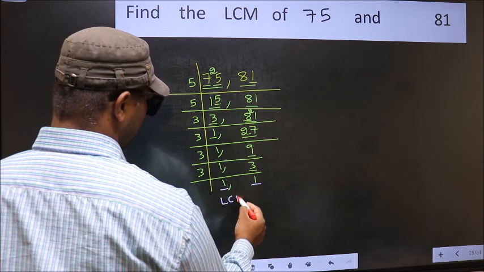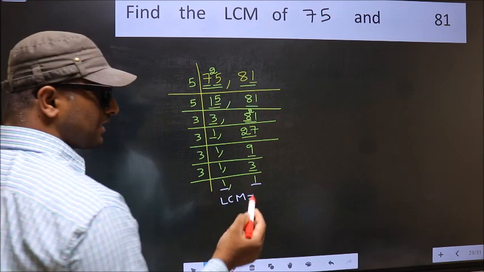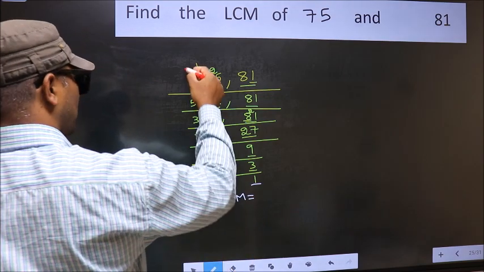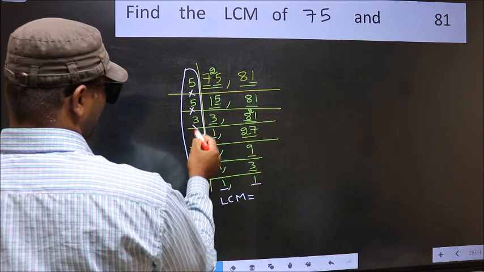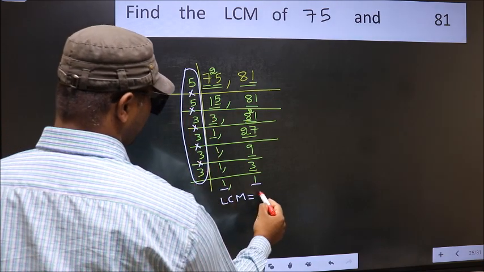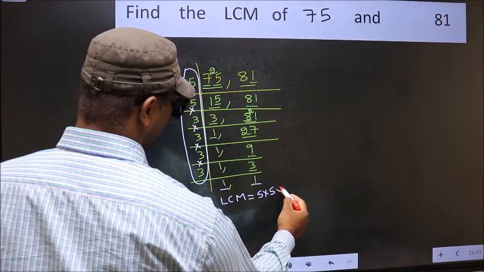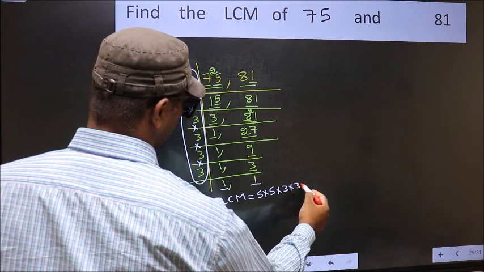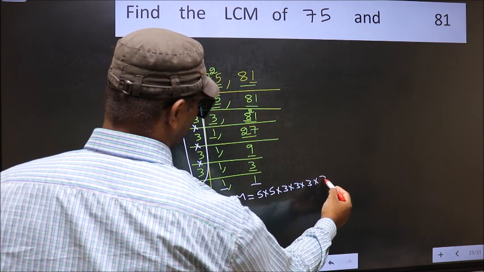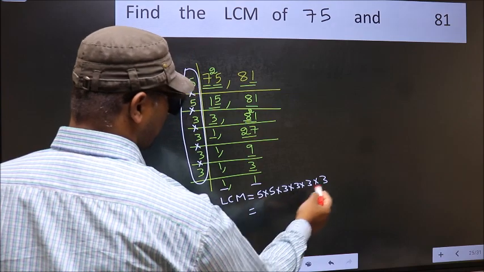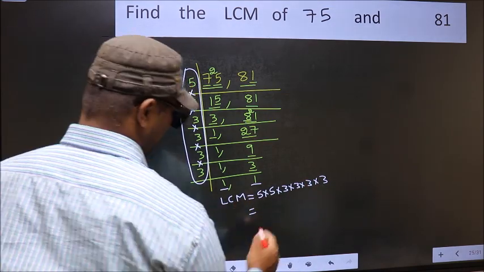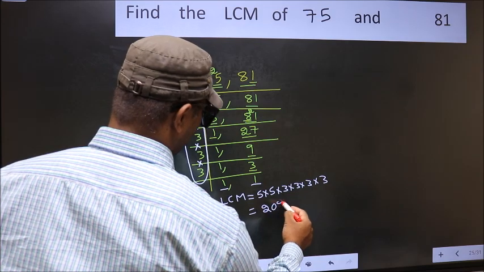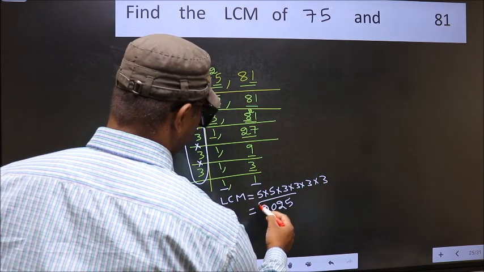So our LCM is the product of these numbers. That is 5 into 5 into 3 into 3 into 3 into 3. When we multiply these numbers, we get 2025 is our LCM.